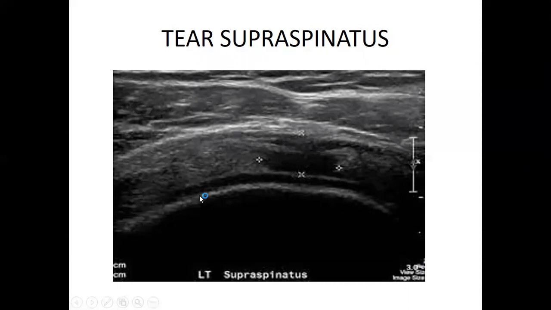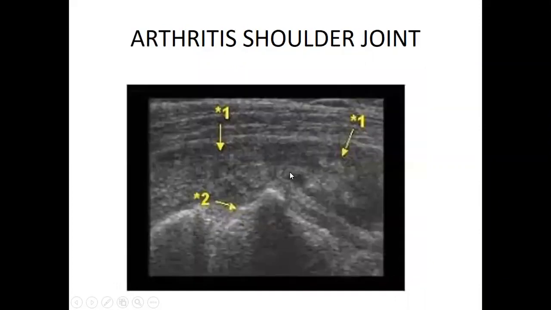And then the bone cortex is well demonstrated with the cartilage appearance there. So this was a tear. You can see arthritis here within the shoulder joint. I mentioned degenerative pathologies. You can see there are those depositions within the shoulder joint, distorting the whole tendon and the structures involved. The bone cortex is also irregular, you can see.